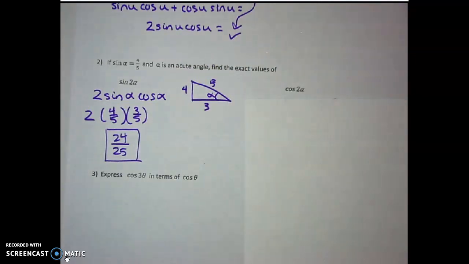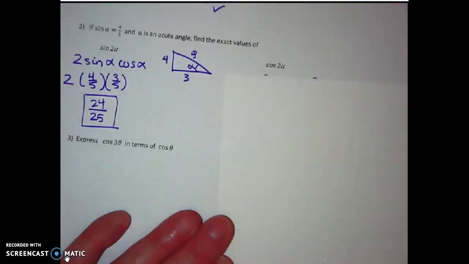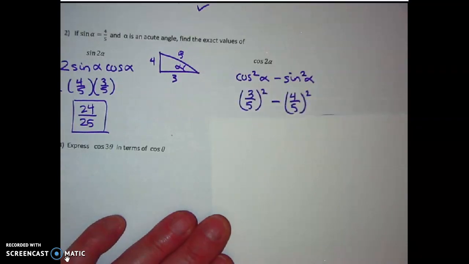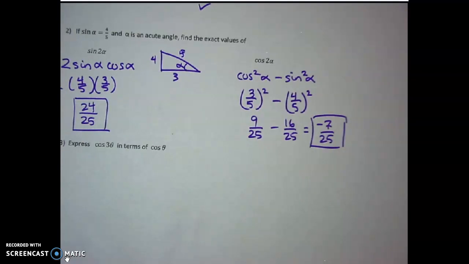Now, when I take a look at the cosine of 2 alpha, I can see from all my formulas up here, I have 3 to choose from. And it really doesn't matter which one we use. So I just went ahead and picked the first one. So I rewrote this, first of all, as cosine squared alpha minus sine squared alpha. And then again, looking at my triangle, the cosine is 3/5, so 3/5 squared minus the sine, which is 4/5, so minus 4/5 squared. Squaring each of those, 9/25 minus 16/25 gives us that the cosine of 2 alpha is negative 7/25.